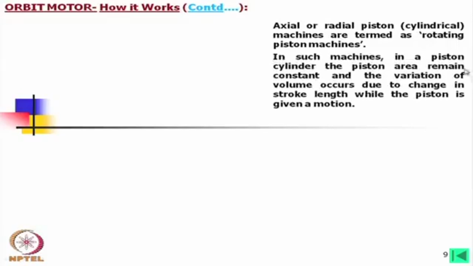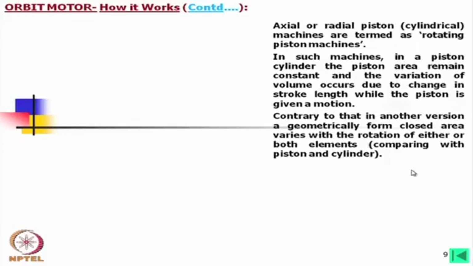In such machines, in a piston cylinder, the piston area remains constant, and the variation of volume occurs due to change in stroke length, while the piston is given a motion. Contrary to that, in another version, a geometrically formed closed area varies with the rotation of either or both elements.